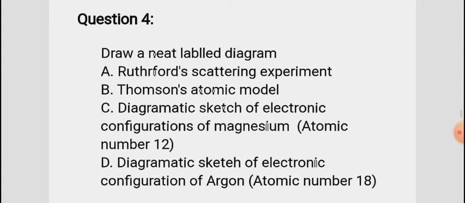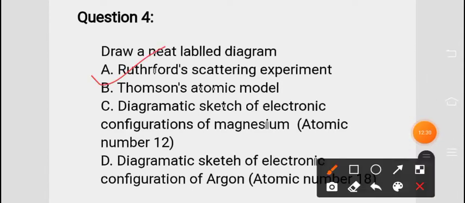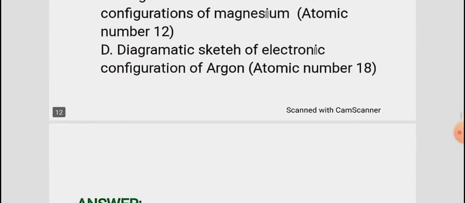Now next is question number 4. Draw a neat labelled diagram of Rutherford scattering experiment, Thomson atomic model, diagrammatic sketch of electronic configuration of magnesium, and diagrammatic sketch of electronic configuration of argon. So here are the diagrams for the same.